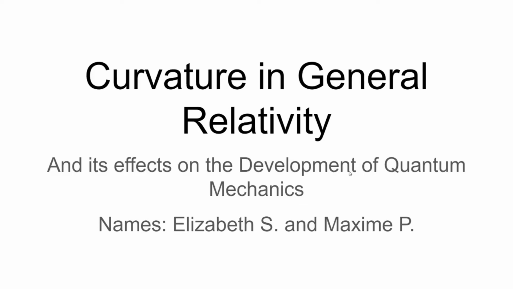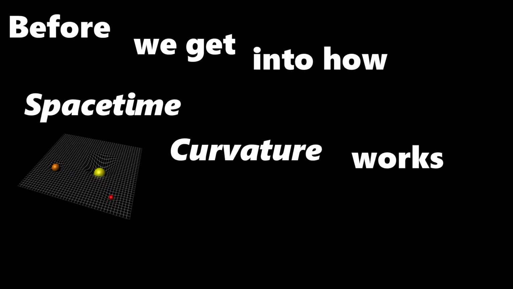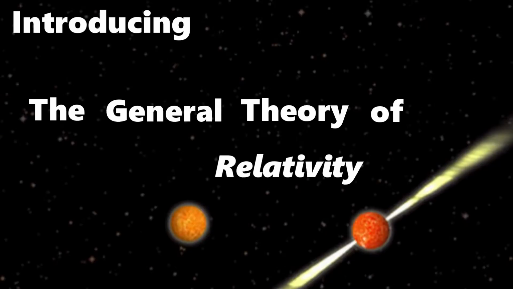Hello, so our presentation is about curvature in general relativity. We're just going to be going over curvature and then some of its effects and examples in quantum mechanics. Before we get into how space-time curvature works and how it affects our reality, we need to introduce a thinking that turns into the general theory of relativity.